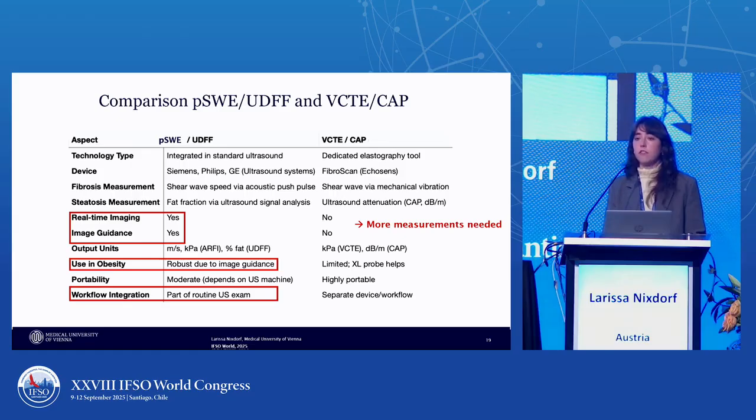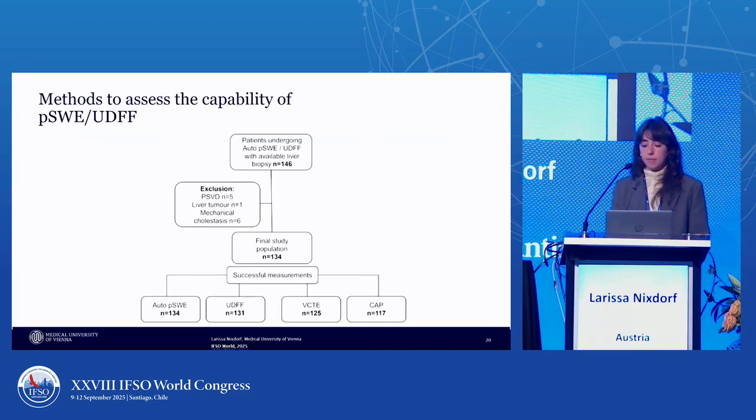At first, we do have the ultrasound image of the liver, so you can choose your area of interest. You can choose an area where you think, okay, this is representative for all of the liver. You don't have that in FibroScan. In FibroScan, you do all your measurements blind. This could lead to a better outcome in obesity, so less false results. And you can integrate this whole exam into your routine ultrasound exam.